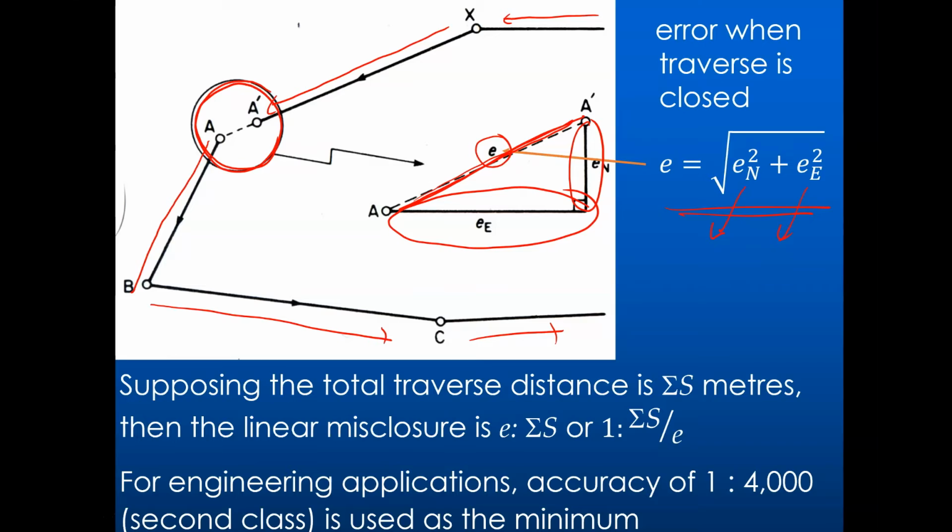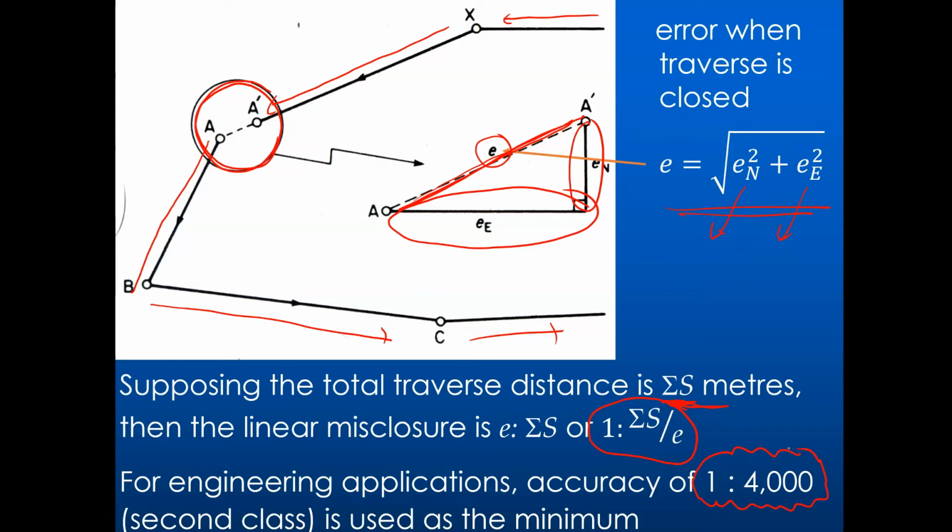Okay, so normally what we do when we write linear misclosure, we write it in that form, whereby sigma s is the total distance that you travel for the traverse. Okay, so 1 in sigma s divided by E. And for engineering application, that's the standard that we're looking at, minimum.